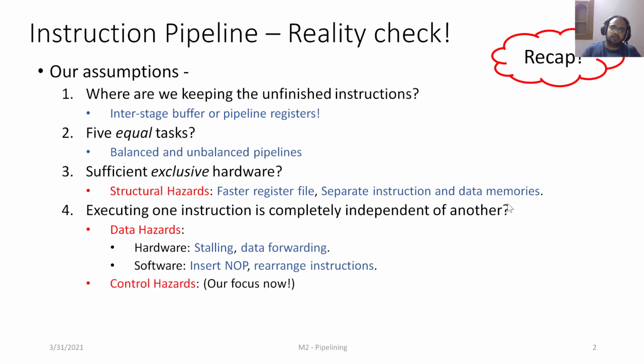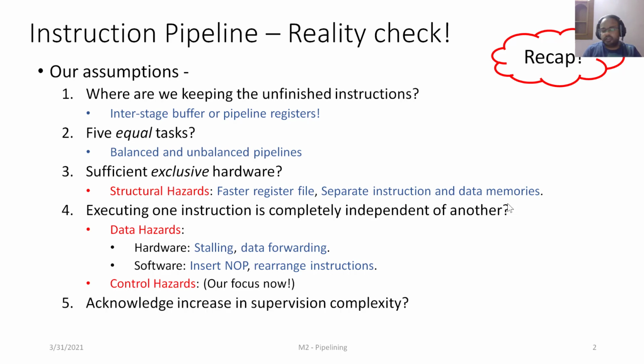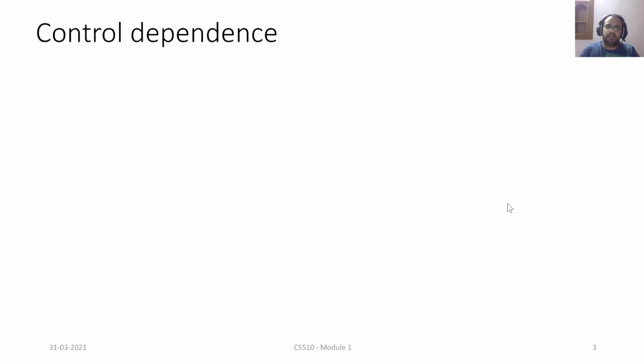In this lecture onwards, we are going to look at the control hazards. The fifth assumption is ignoring the extra hardware to manage all the stages independently, right? So that we are no longer oblivious. We started looking at the impact of each of the above decisions that we made on the hardware. Now let's dive into the control hazards.